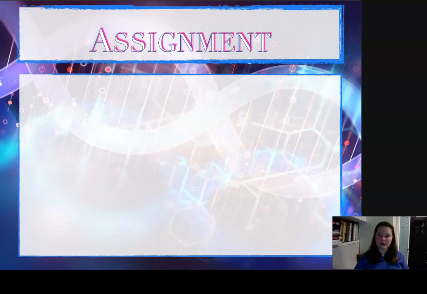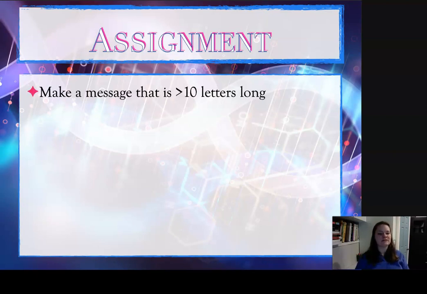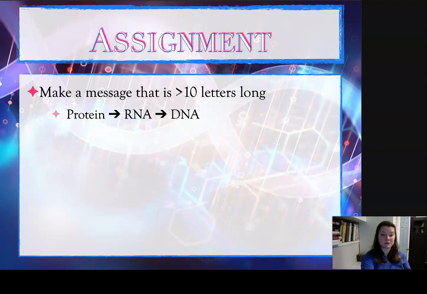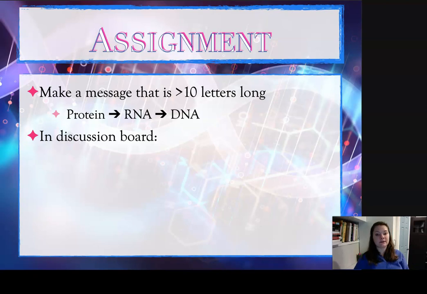So moving on from there, what you are going to be doing is making a message at least 10 letters or amino acids long. So you're working backwards. You're going to start with the message, the protein, then figure out what the RNA sequence could be to make that protein, and then figure out what the DNA sequence would be to make the RNA that would make that protein. Cool? Cool. You're going to then go into the discussion board, which presumably you're already in if you're watching this video, and you're just going to post your DNA message.